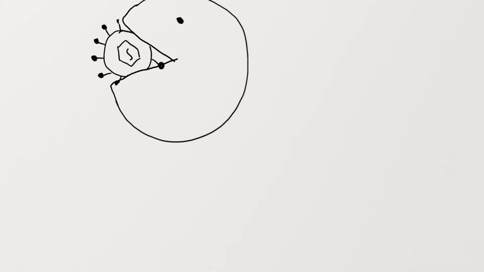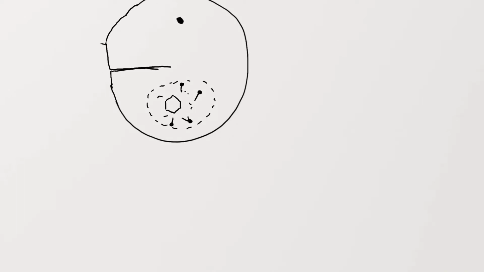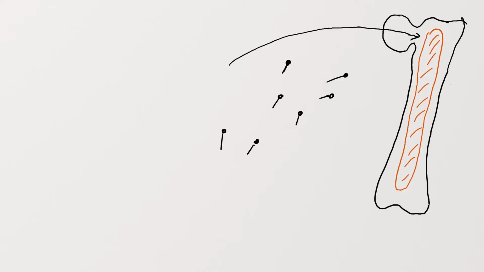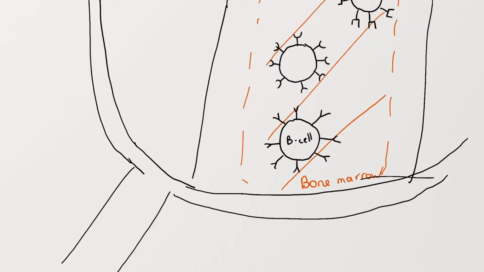So the story starts when some virus or bacteria comes into our body. It will be eaten by a macrophage and broken down into many pieces, including a part of its surroundings, the antigen. The antigen can be a bacterial toxin or also included in the content of vaccines. The antigen will be brought to the bone marrow, where the main cells responsible for antibody production, the B cells, are. There are many B cells in the bone marrow, and each of them has a specific receptor on its surface with a unique specificity.